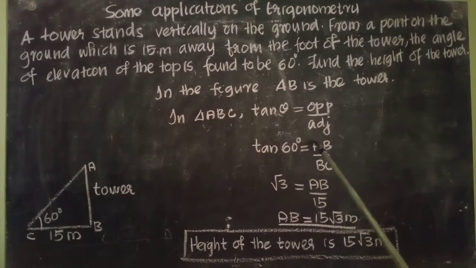So tan 60 degree equal to AB by BC. Tan 60 degree is root 3. BC is 15. So we get root 3 equal to AB by 15. Cross multiplying, we get AB equal to 15 root 3. So we can conclude the height of the tower is 15 root 3 meter.